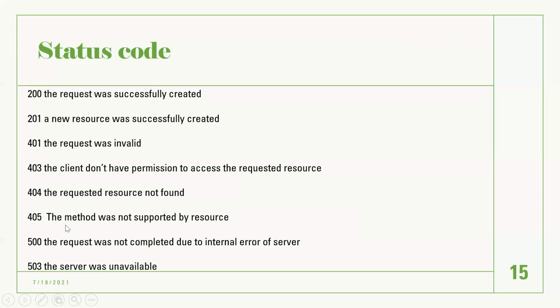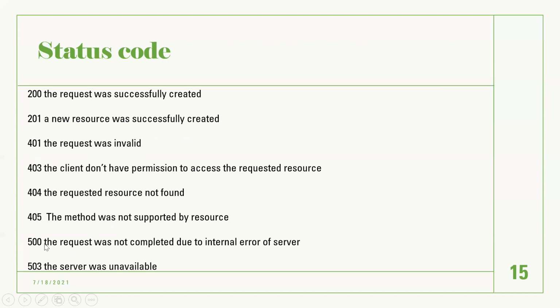So as you can see here, all the 400 series codes are for when something is not correct from our end. Okay, in that case, the request was invalid, which means 401, the authorization or something is wrong. In this case, you'll get 401. So if something is wrong from our end, you'll get the 400 series.